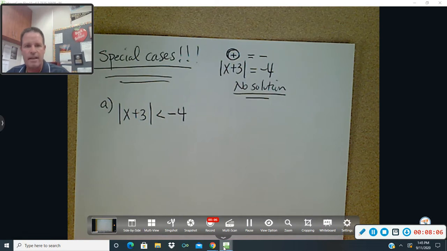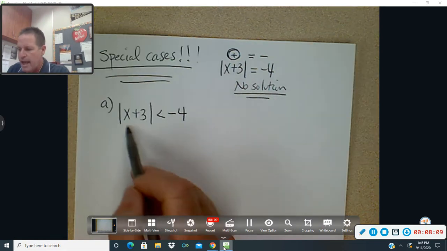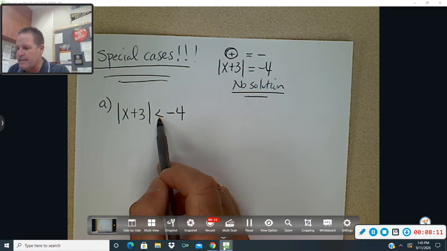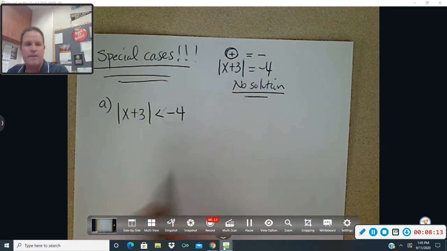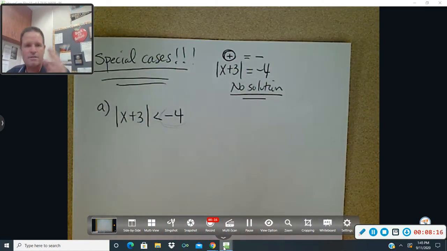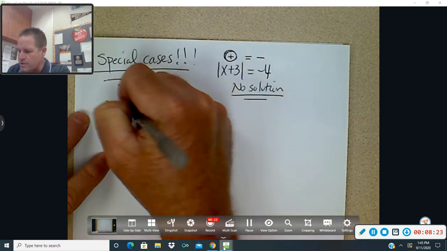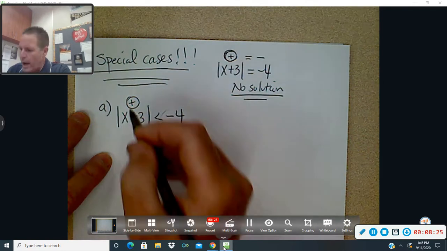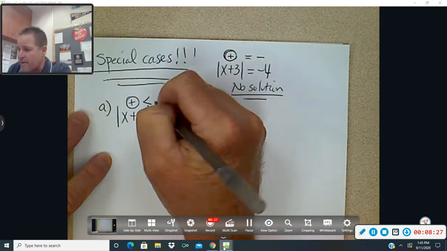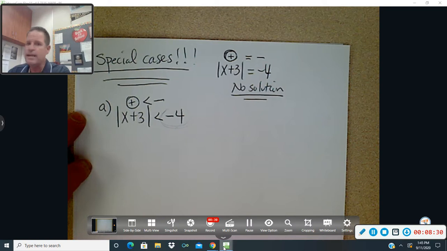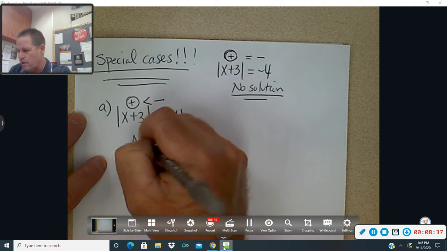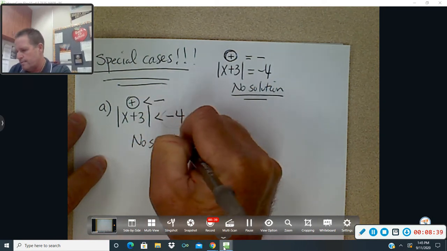You have to stop and think. Okay, so here's what I'm saying. I got the bars alone, and it's saying that it's less than a negative. Anytime this number over here that's left over is a negative, ding, ding, ding, stop. Alarm should go off in your mind. I got to stop and think about this. Okay, now listen. This is always positive. When is something that's always positive ever going to be less than a negative? No, it's never going to be less than a negative. So the answer here is no solution.